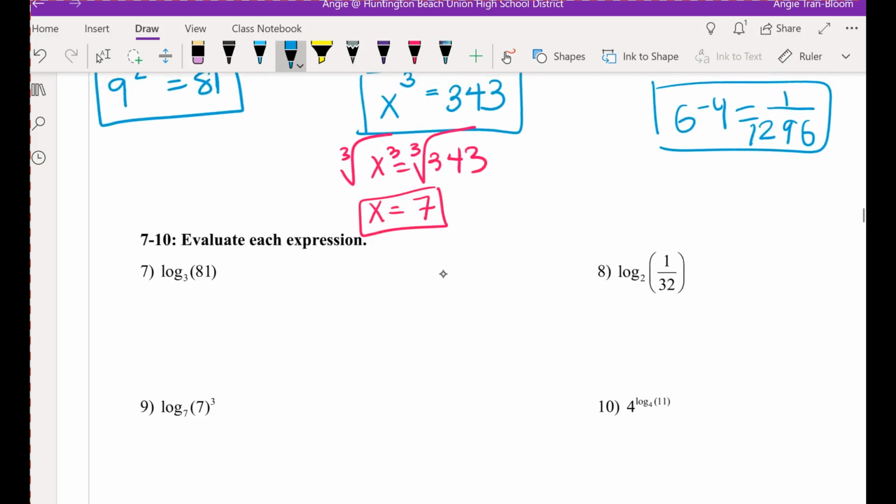Can you please, Daniel, help me read the instructions for example 7, 8, 9, 10? Well, what do you do? How do you do that? It's in log form. By the way, the word evaluate means what? Solve. Solve, find the answer. Can't use a calculator. You're not going to be able to use one. So now what? Rewrite it, how?